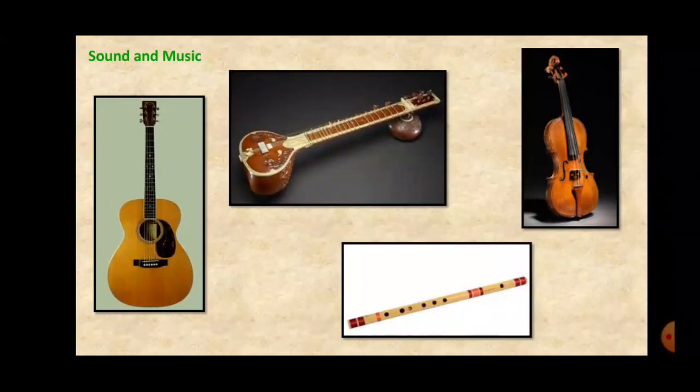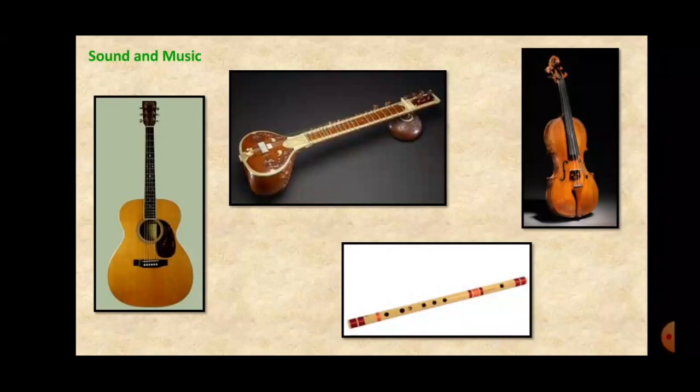Sound and music. Now these are all musical instruments, right? The first one is the guitar, then the second one is the sitar, the third one is the violin, and the last one, which is horizontal, is the flute. Now, the sound or the music which we hear from these musical instruments is different. Any guesses, students, why the music produced from these different instruments is different? Yes? I will tell you.